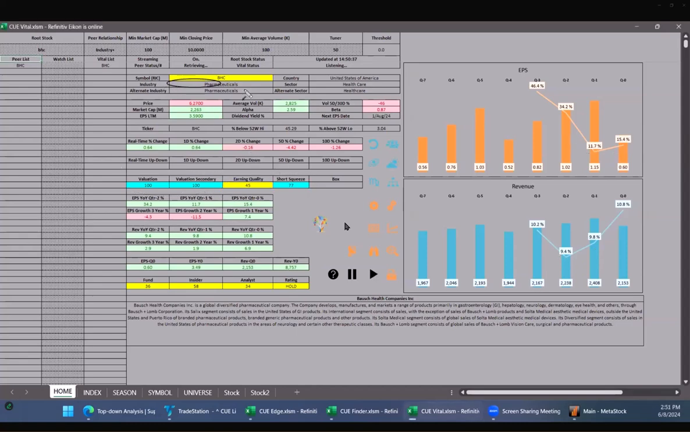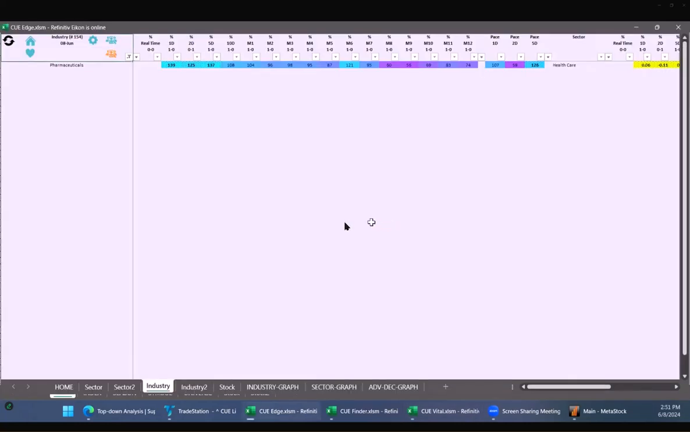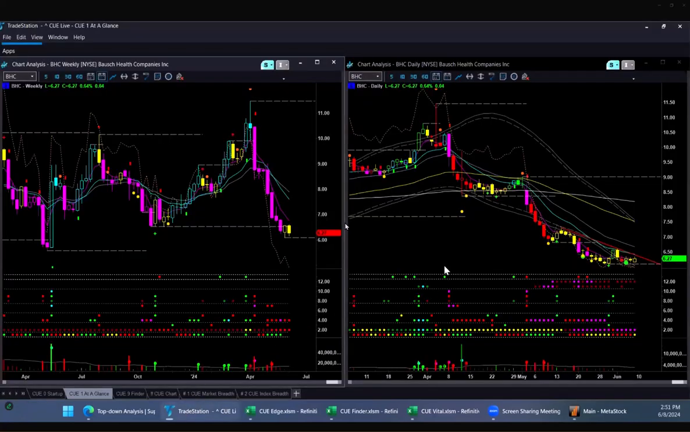It's a pharmaceuticals stock. That's a defensive stock sector. Market is not very bullish under the hood, but pharmaceuticals is a defensive sector. Okay. So far, so good. One more click. Let's look at its industry scorecard. Pharmacy, I'd like to buy this industry.